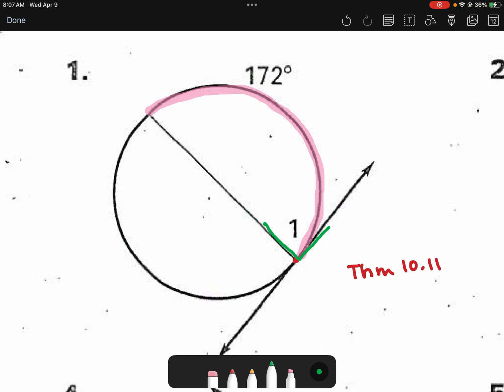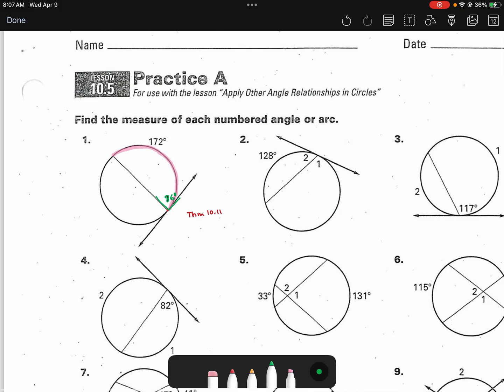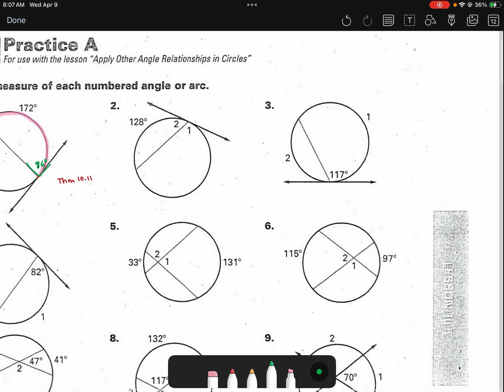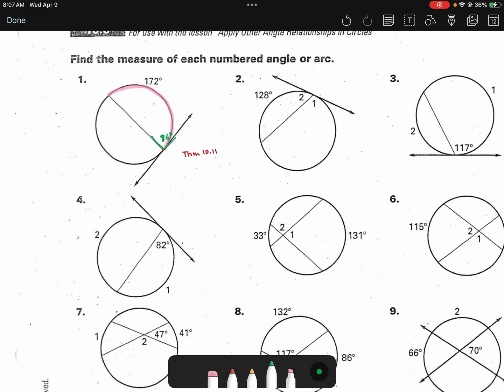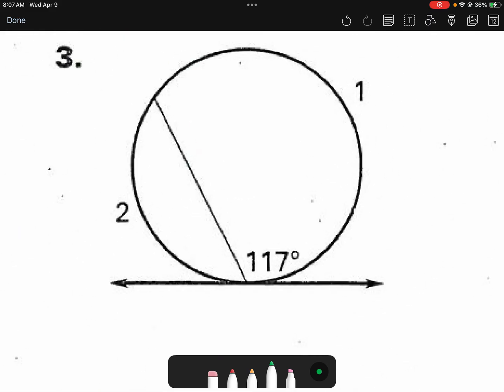So if you guys don't have a calculator, please pick one up. 172 divided by 2 is going to give you 86. That's the measure of the green angle. Now notice how some of that angle is in the circle and some of the angle is outside the circle. That's okay. We're finding the measure of that angle formed by the chord and the tangent. So you're going to use that theorem for number 2 and number 3. Maybe we'll look at number 3.